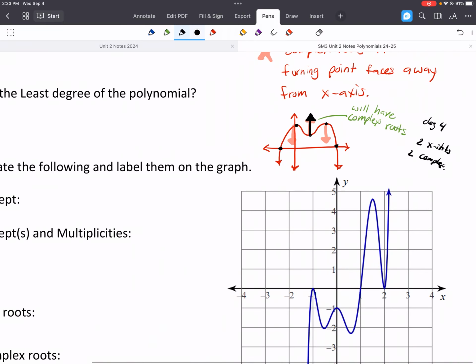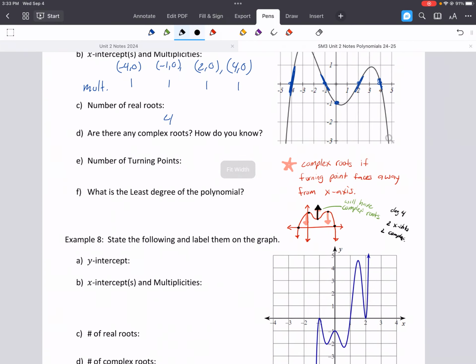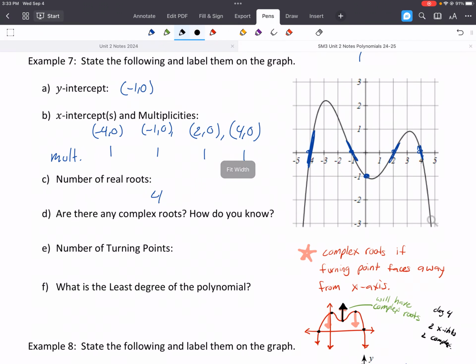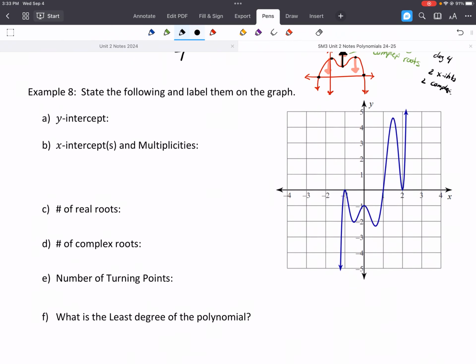Here, let's look at another example. Well, I'll get back to that in a little bit. So this one has no complex roots because all of these turning points are facing the x-axis. Number of turning points here is 3, and the least degree again is always going to be 1 more than that, so 4. Okay. All right. One more example.